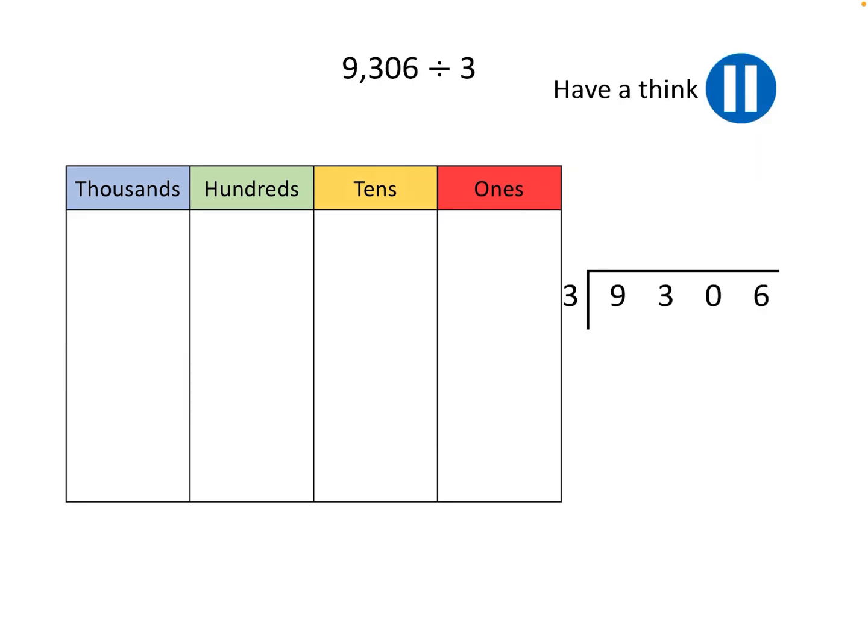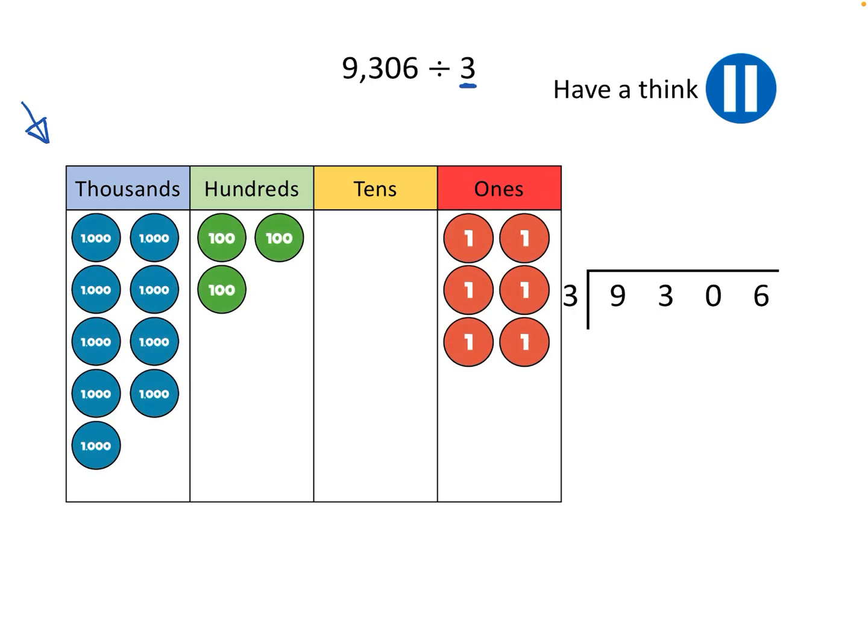That's how many packs. So what I want you to do is pause at this one. Even if you can do it with the short division method, I would like you to model the number using our place value and then work out how many groups of 3 are in each of these columns. Off you go. Pause.